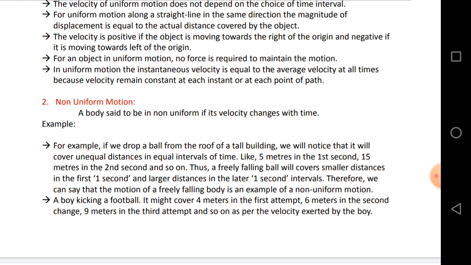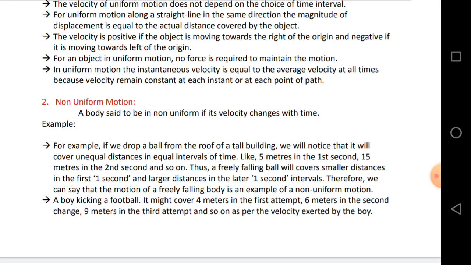Then a boy kicking a football, it might cover 4 meters in the first attempt, 6 meters in the second chance, then 9 meters in the third attempt, and so on. The direction also changes, the direction will also change. If someone is kicking the ball, there may be some chance of changing of direction. And with direction we are seeing that the distance covered by the object is also changing, and here the object is the ball. Okay, so this is non-uniform motion.